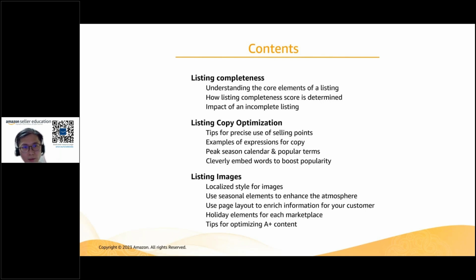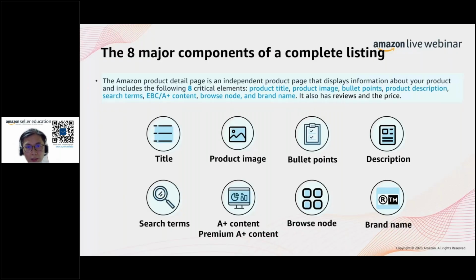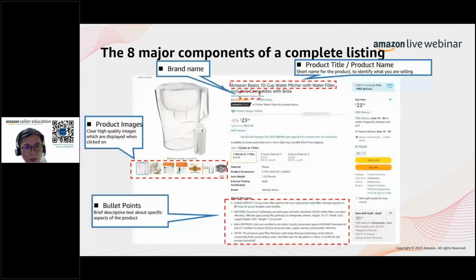Very quickly, these are the 8 major components that we see will be helpful to determine whether your listing is complete or not: the title, product image, bullet point, description, search term, A+ content, the browse node, and the brand names. This is where you can find it. I'll briefly go through each of it.